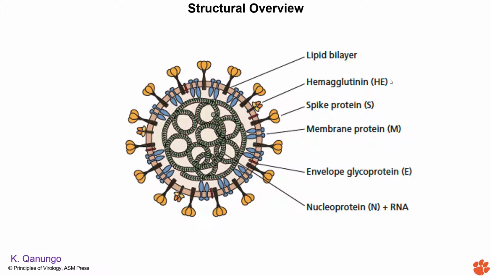So this is the overview, and you can see how the structure is organized. The membrane proteins and the nucleoproteins do interact, and you can see that there is an envelope glycoprotein E as well. These are present everywhere. So again, just repeating: spike protein, membrane protein, E envelope glycoprotein, nucleoprotein, RNA. These are all essential except the hemagglutinin.